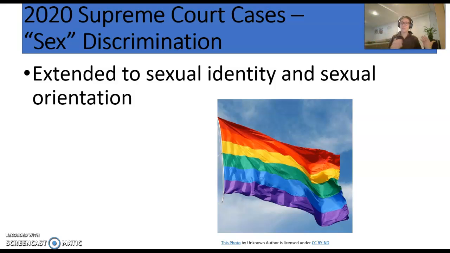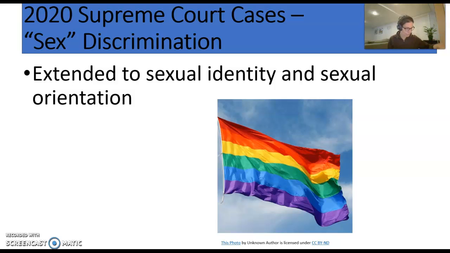Again, remember the original 1964 law said sex discrimination, and until this year, sex was always interpreted to mean only gender, male or female, and that was it. Now, some states have and still have laws extending that protection. For example, Massachusetts has a state law prohibiting discrimination on the basis of sexual identity and sexual orientation. But there was never another federal law passed.